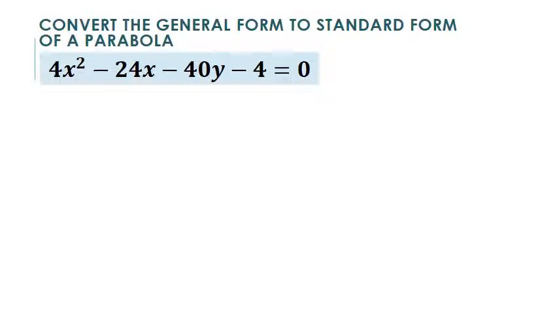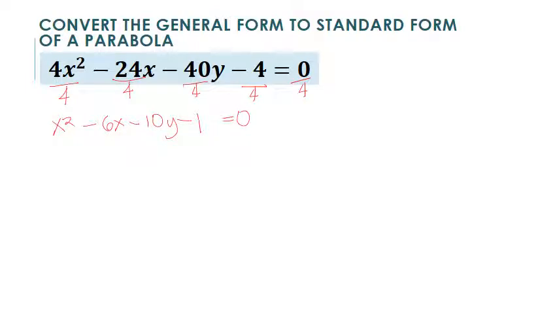Okay, another problem is convert the general form to standard form of a parabola. Okay, we are given with 4x squared minus 24x minus 40y minus 4 equals 0. So, as you can see, lahat ng terms natin ay divisible by 4. So, we can divide out 4 in both sides of the equation. So, we have x squared minus 6x minus 10y minus 1 equals 0.